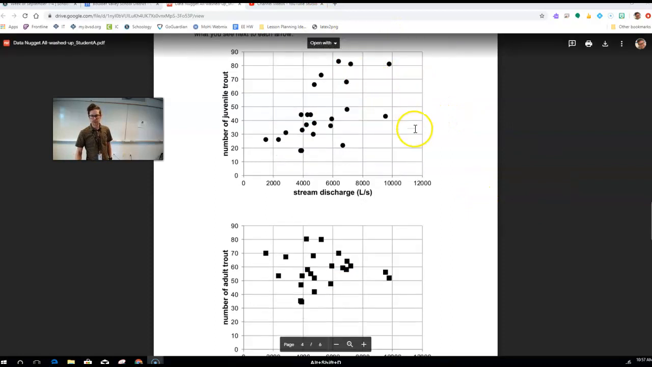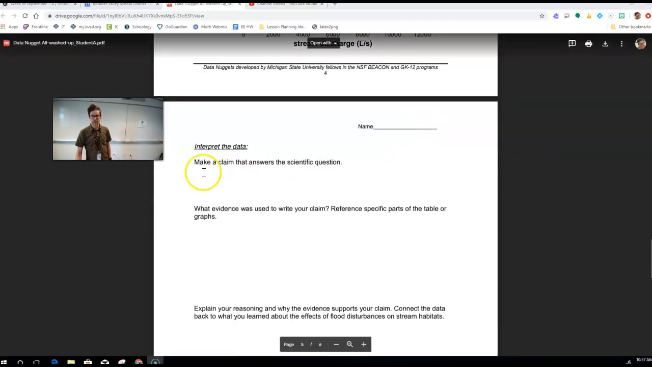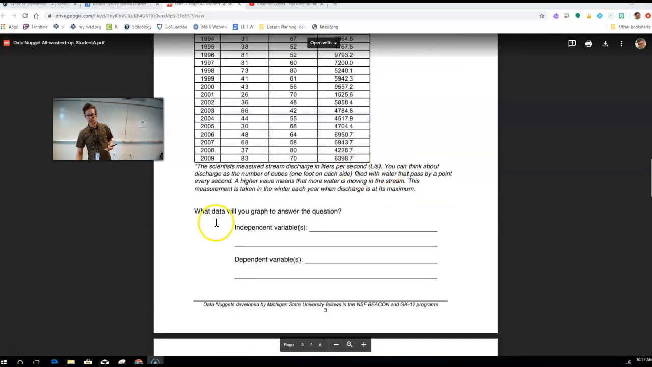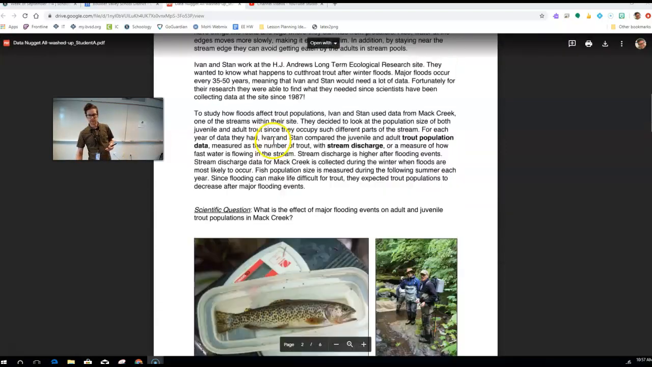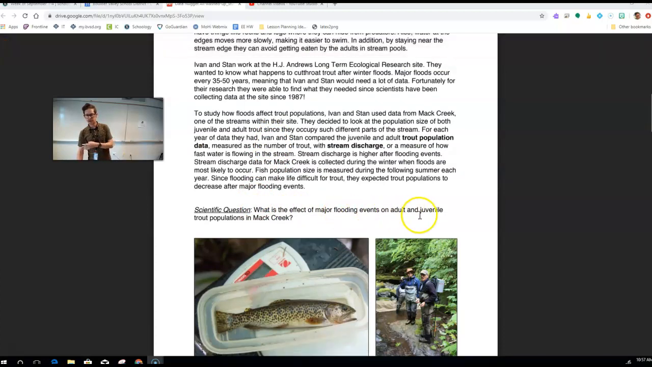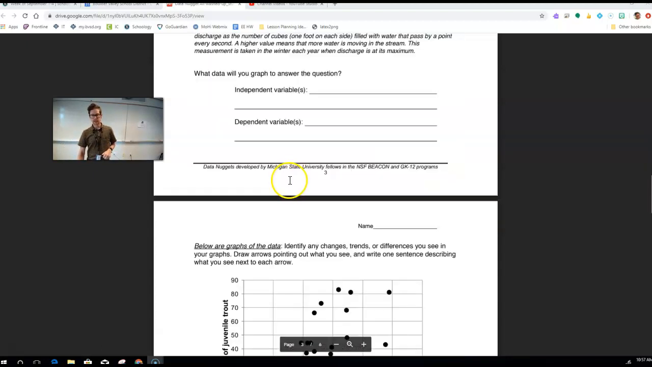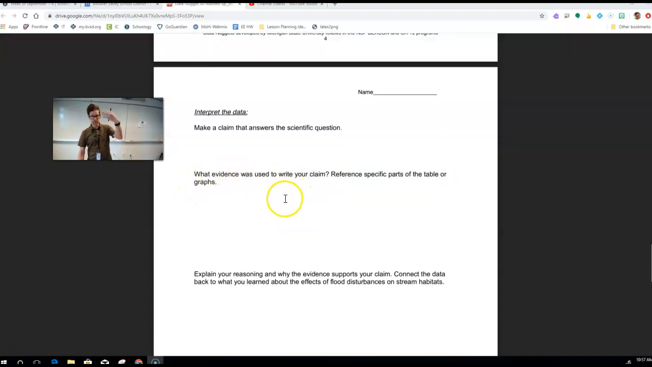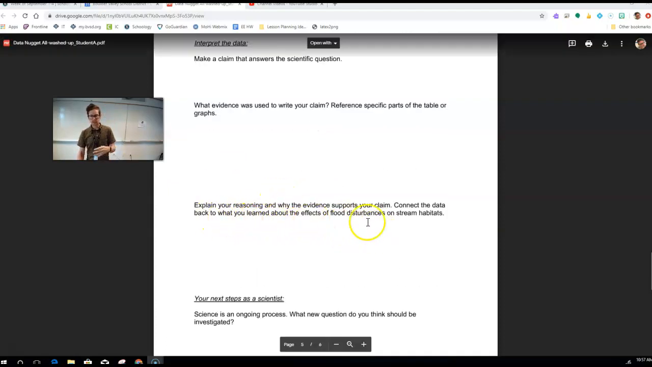And so that's a key part of the data interpretation that we're going to have, and now you're going to make a claim. After you've looked at it, you're going to make a claim that answers the question. So the question is, again, back up here, what is the effect of major flooding events on adult and juvenile trout populations in this creek? And so your claim should be, there is an effect and it's this, or there is no effect. So that's how you make the claim, and then it's going to ask what evidence was used to write your claim. So you're going to refer back to something that you saw in those graphs, and then you're going to say why, what is your reasoning.